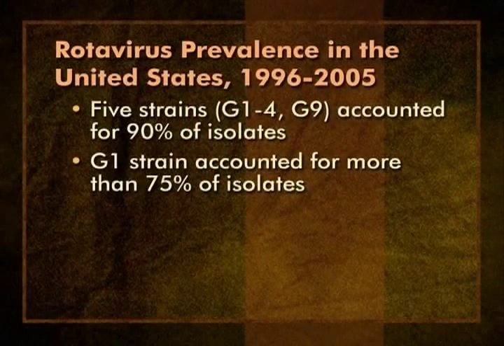From 1996 through 2005, five strains of rotavirus, G1 through G4 and G9, were most prevalent. These five accounted for 90% of the isolates in the United States. The G1 strain alone accounted for more than 75% of isolates.